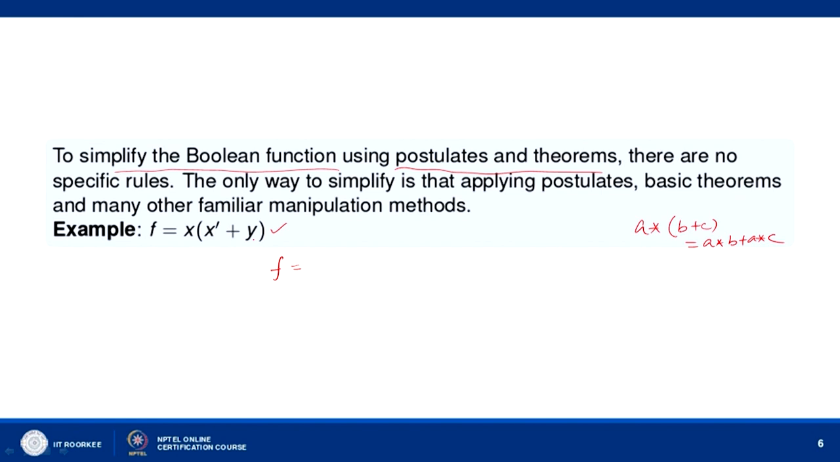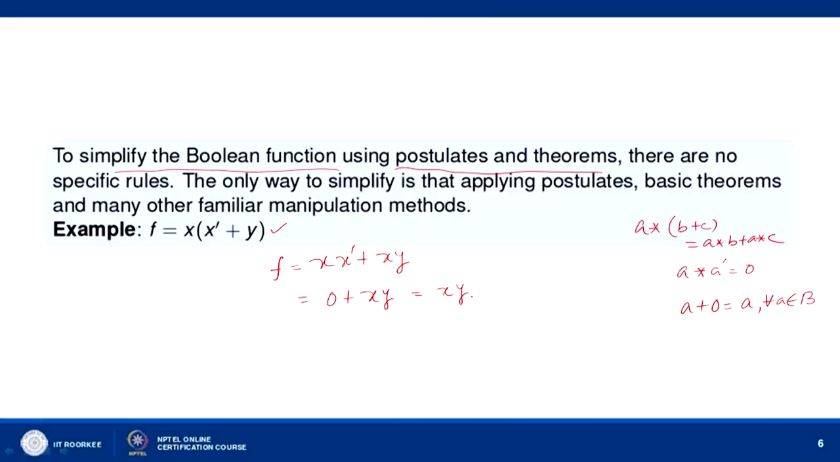And this gives us x x dash plus x y. Now, we know that a star a complement is equal to 0. So, this is equal to 0 plus x y. And we know that by identity law, a plus 0 equal to a for all a belonging to the Boolean algebra B. So, 0 plus x y equals x y. So, we see that the expression f equal to x times x dash plus y can be simplified to f equal to x y by using the postulates and theorems.